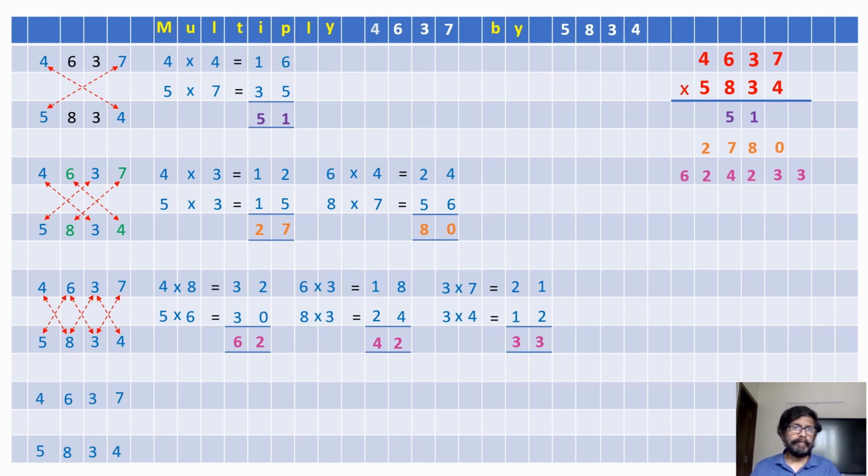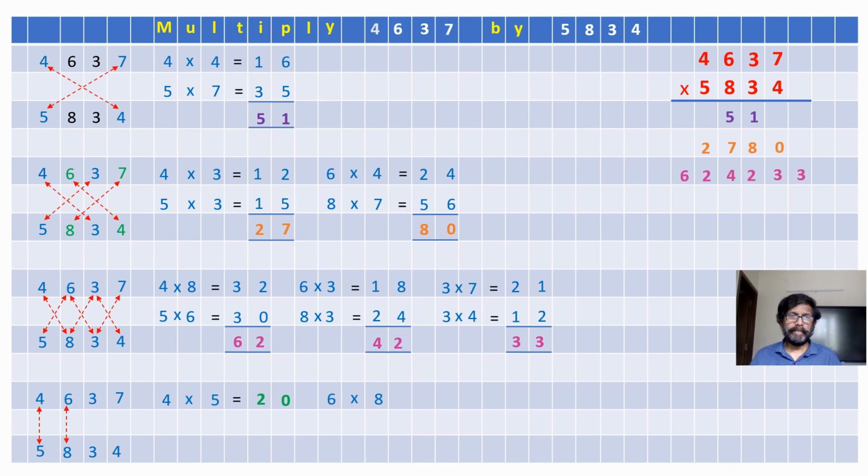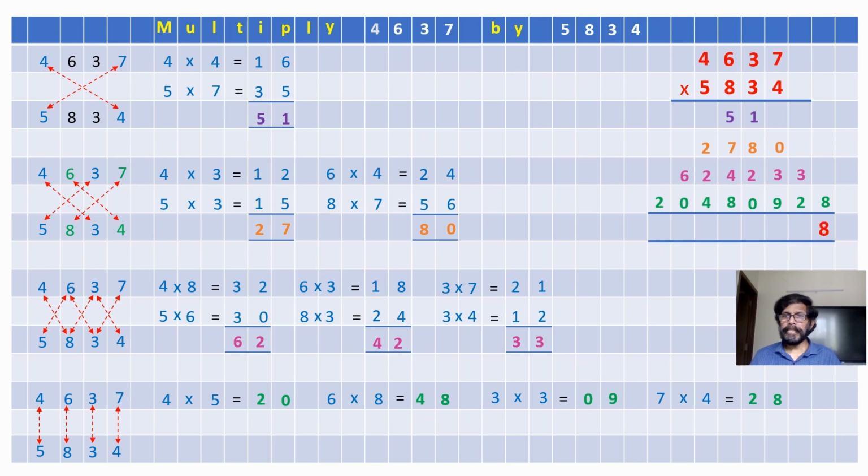Then the final step is to multiply in the vertical direction. 4 times 5, 20, 6 times 8, 48, 3 times 3, 09, 7 times 4, 28. And these four numbers, 20, 48, 09 and 28, are moved over here. And then as the final step, we add vertically. That gives us 85225072 in reverse.